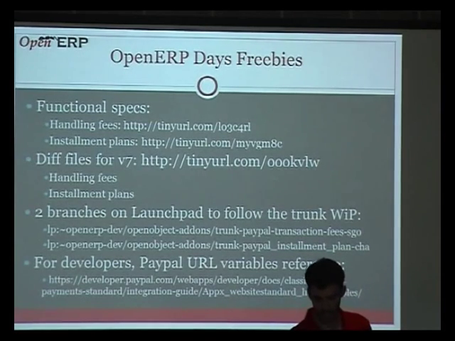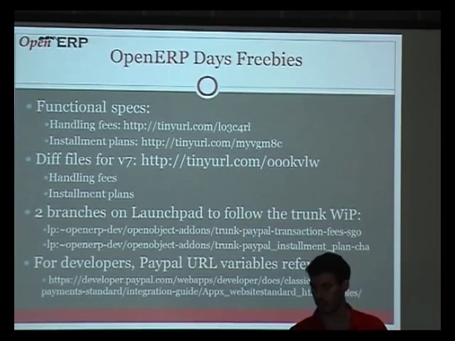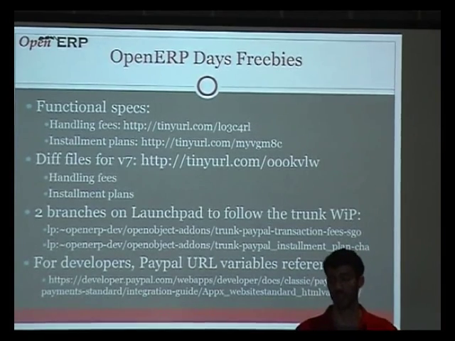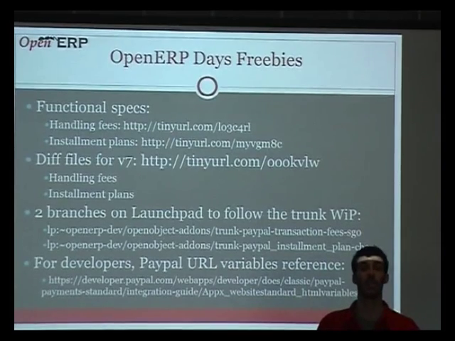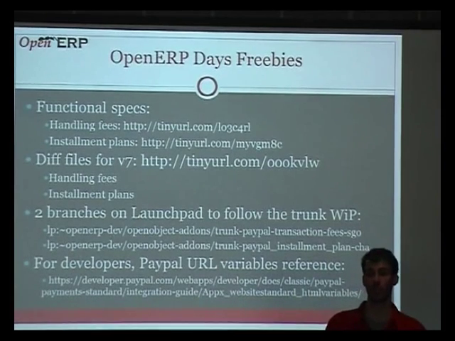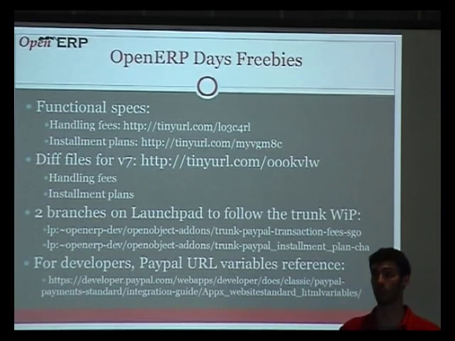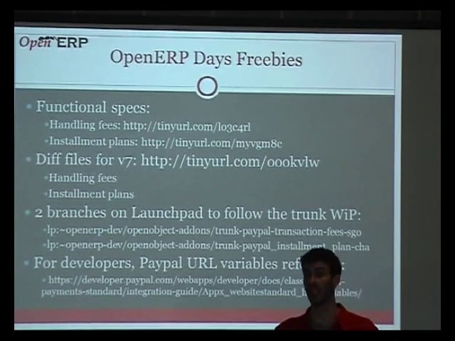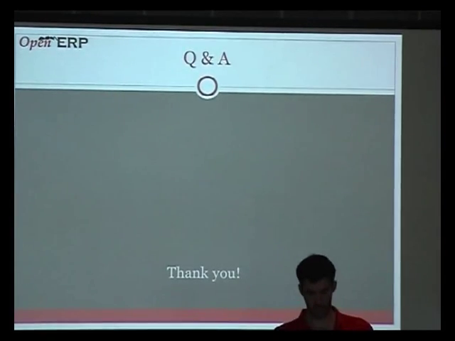And finally, an interesting one is the PayPal URL variables reference, because you have additional configuration in OpenERP when it comes to payment acquirer. In the settings, you can use PayPal, and this presentation is about PayPal, but you could also do this with any other payment acquirer that would allow you to receive and send calls through the accounting settings. And that's it for my presentation.